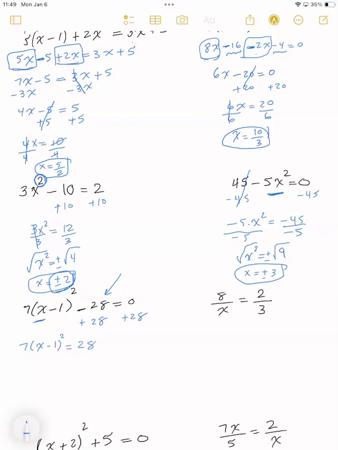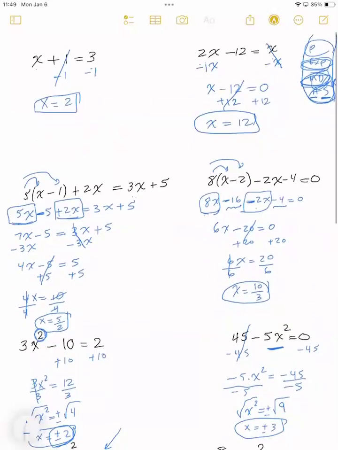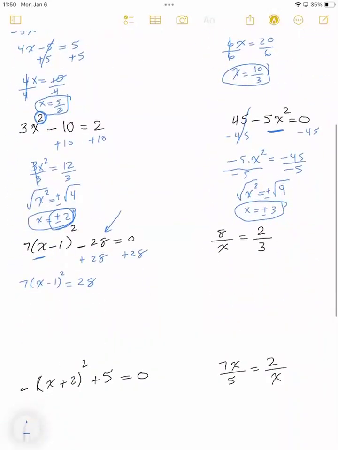Then get rid of the number that is being multiplied or divided. 7 is being multiplied. So divide by 7. These 7s cancel each other. 28 divided by 7 is 4. You get (x minus 1) to the power 2 equals 4.